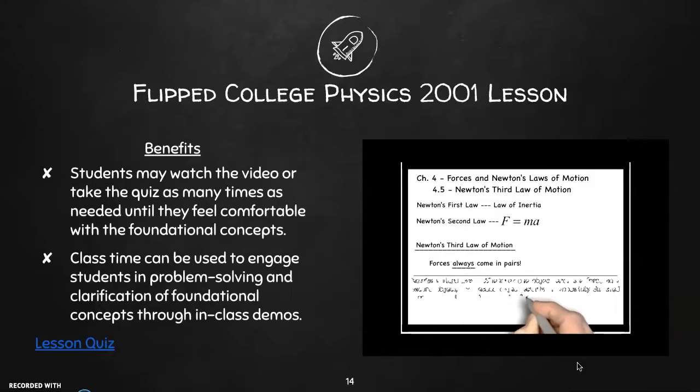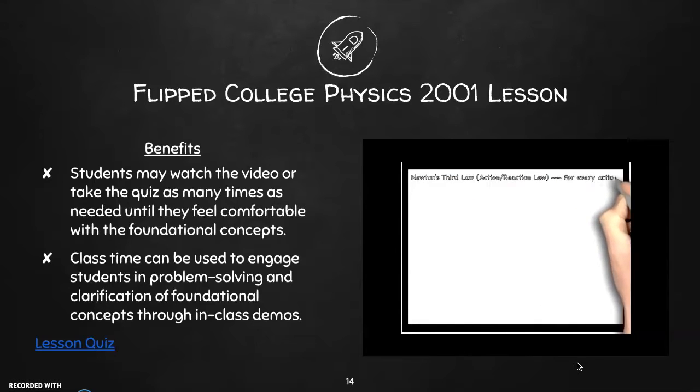Whenever one object exerts a force on a second object, the second object exerts an oppositely directed force of equal magnitude on the first object. The third law is often referred to as the action-reaction law because it is often quoted as, for every action or force, there is an equal but opposite reaction.